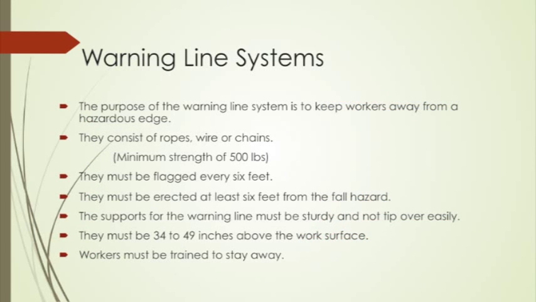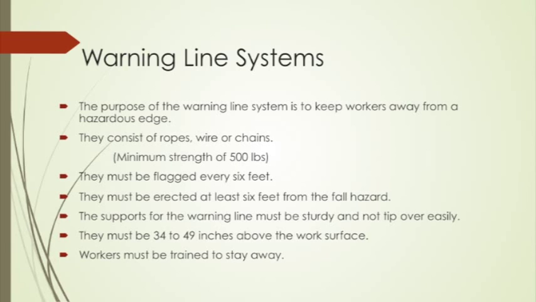Warning line systems help keep your workers away from a hazardous edge. These can be constructed of ropes, wires, or chains and have a minimum strength of 500 pounds. They must be flagged every 6 feet and erected at least 6 feet from the fall hazard. The warning line system must be 34 to 49 inches above the work surface and must be sturdy and not tip over easily. Employees should be taught to stay away from warning lines.